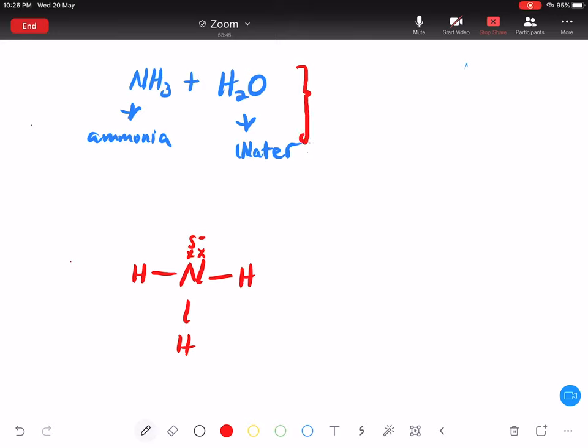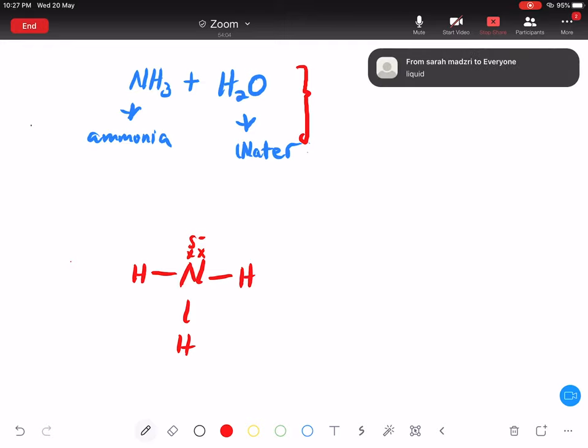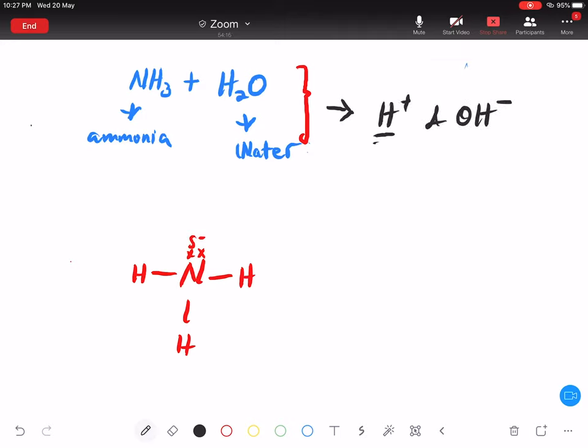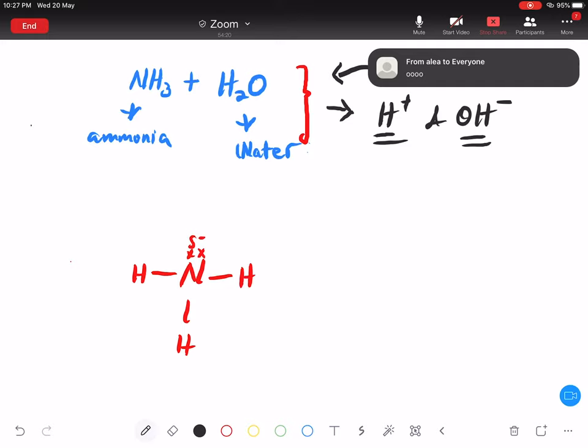What is water? Don't say H2O, eh? H2O sebenarnya adalah H plus dan OH minus. Ini tambah ini dapatlah H2O. Ingat, you must remember this.